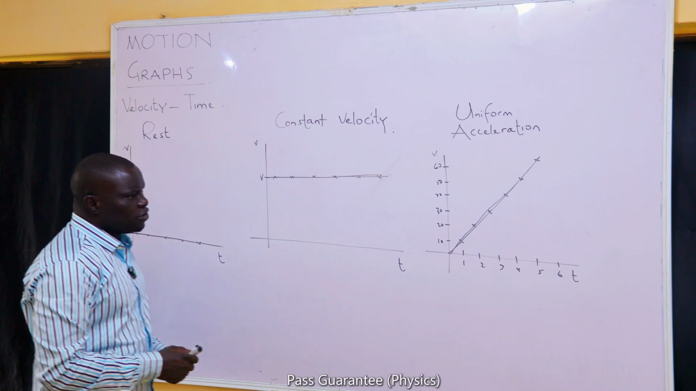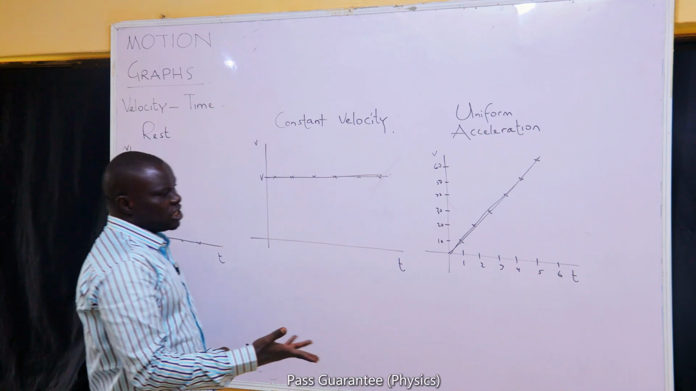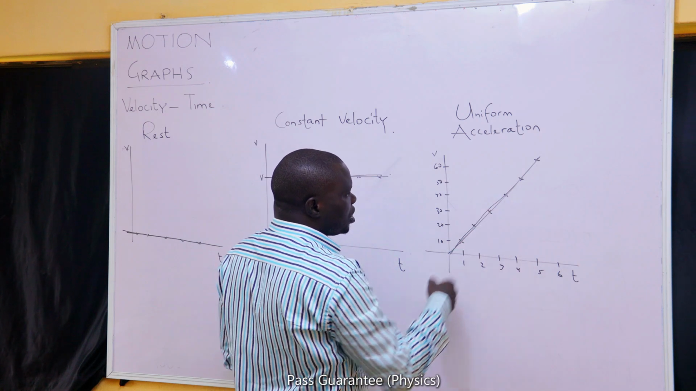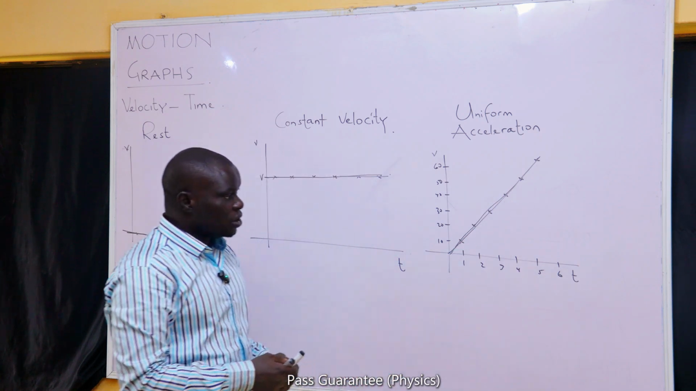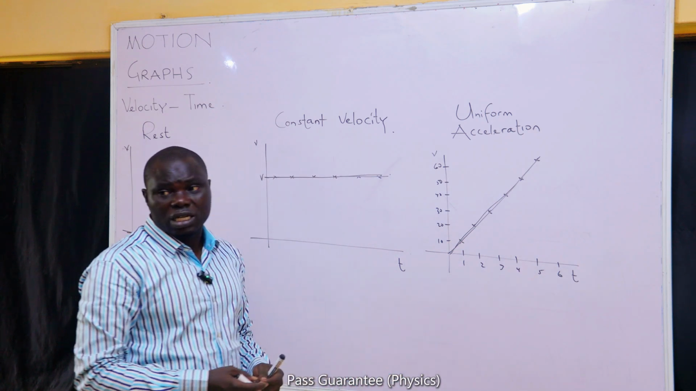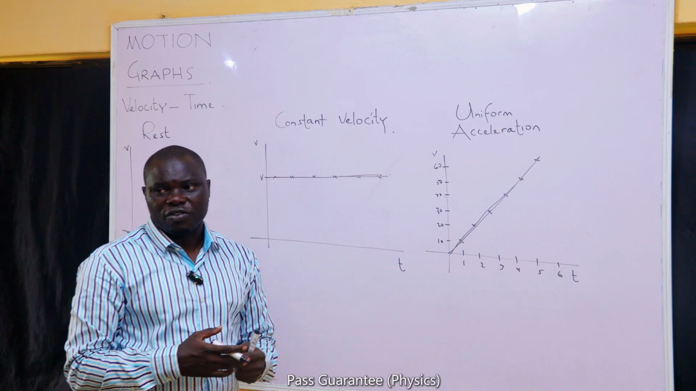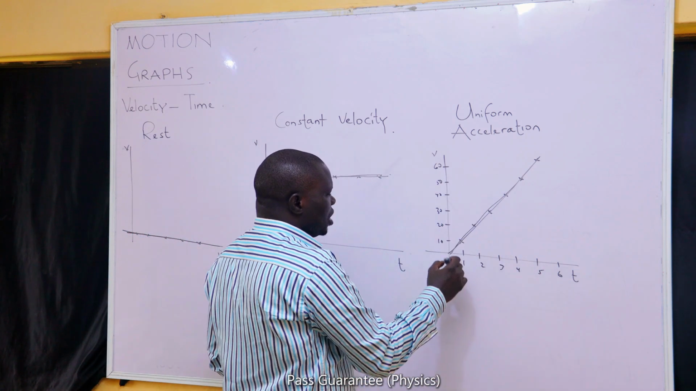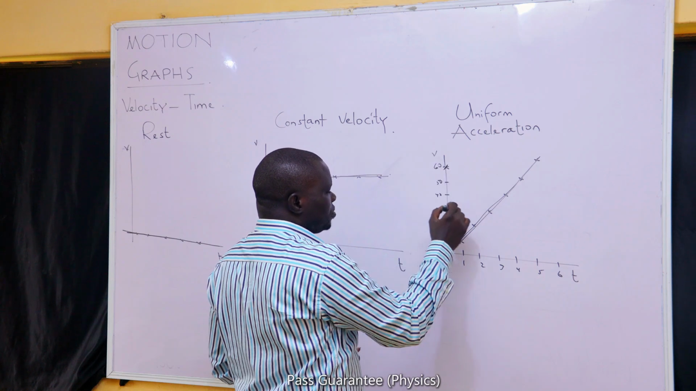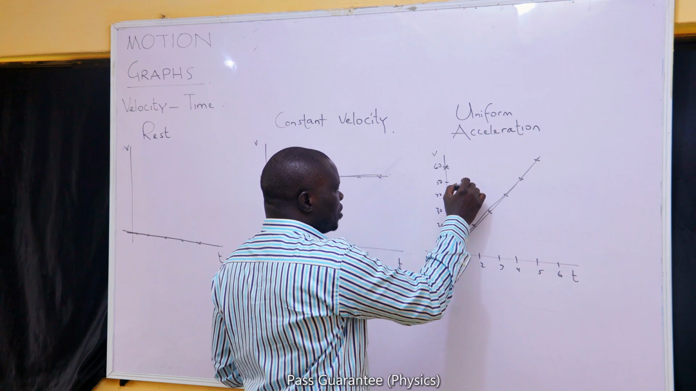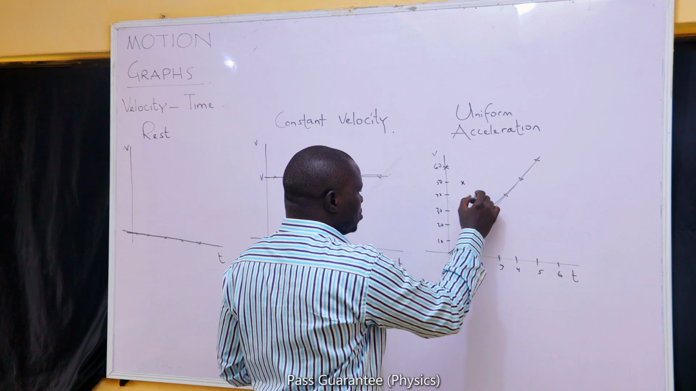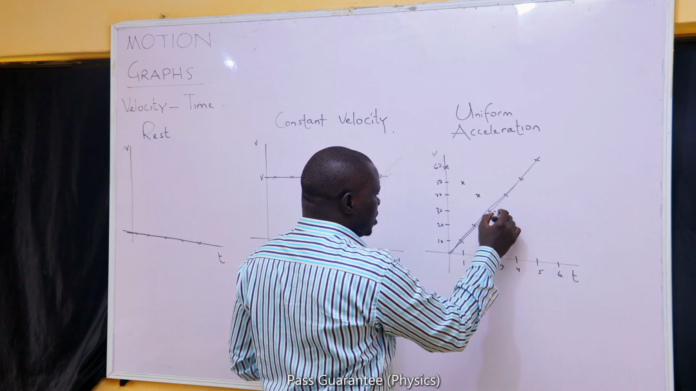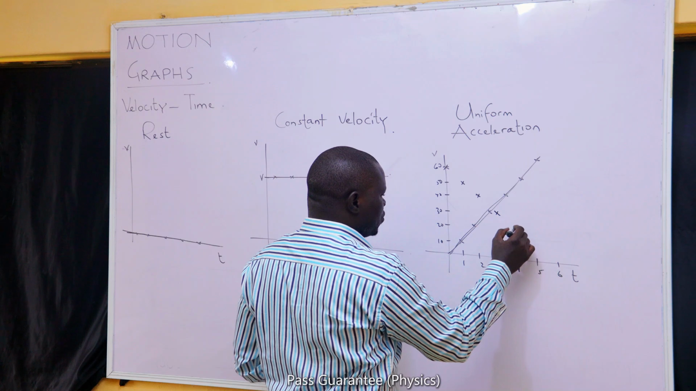If the object is moving with uniform deceleration, we'll show it that same way too, only that the shape of the graph will now be different. We are going to show deceleration in this case involves the fact that the velocity is reducing with time. Let's say initially the velocity was 60. Then after 1 second, the velocity became 50. After 2 seconds, it became 40. After 3 seconds, it became 30. After 4 seconds, it became 20.